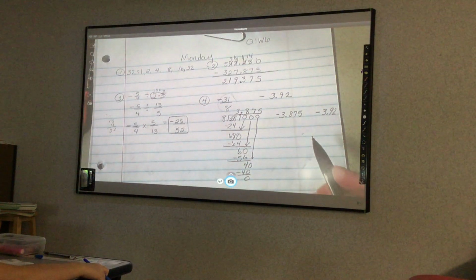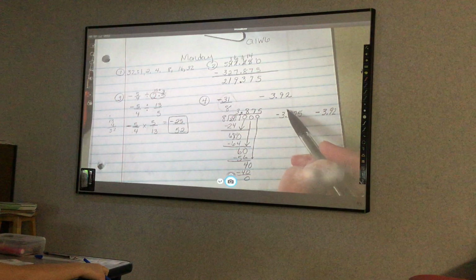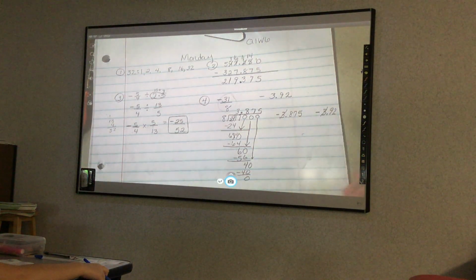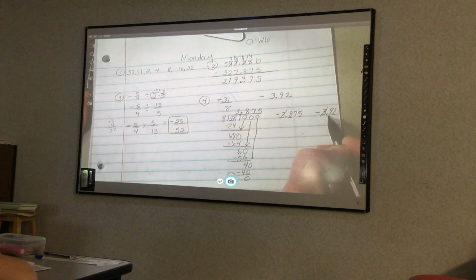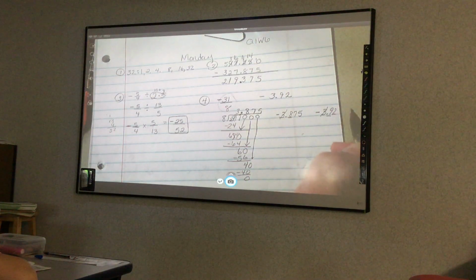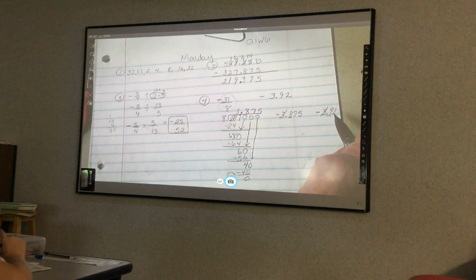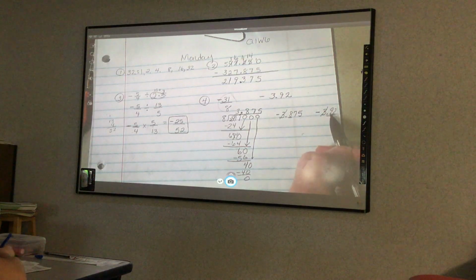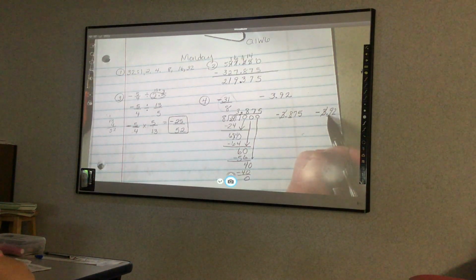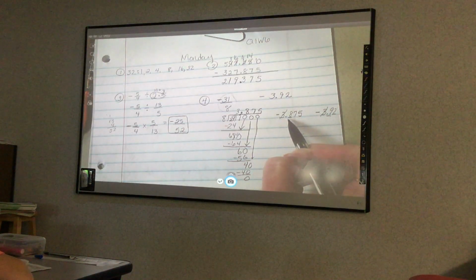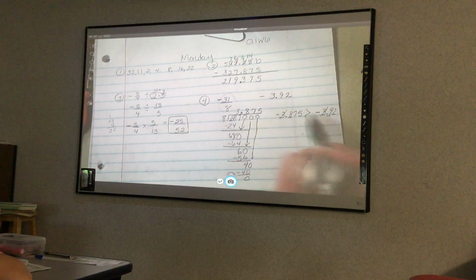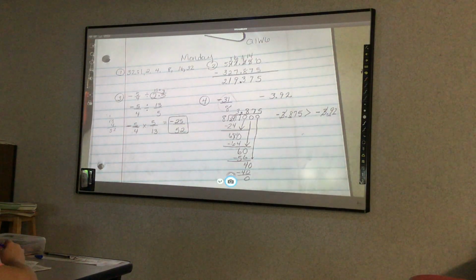I'm rewriting it. My ones places are the same, so I don't compare those. But my tenths places are different. Most of the time we want to say an 8 is less than 9, but it is not when it's negative. When it's negative, the further away from 0, the smaller it gets. So a negative 3.875 is greater than negative 3.92. They're both negative.